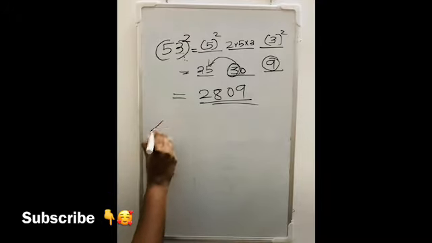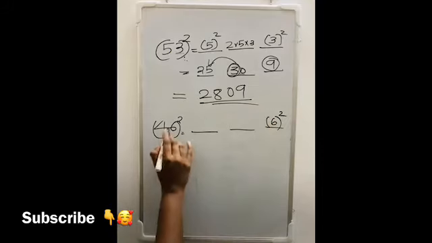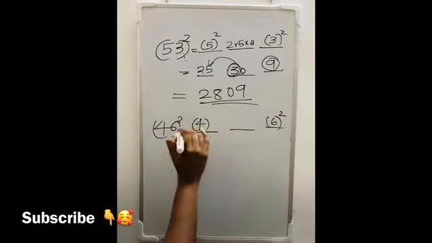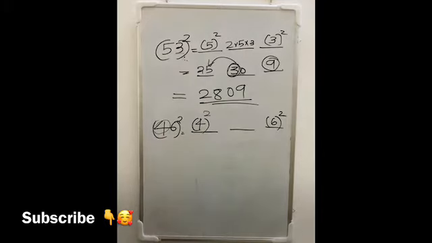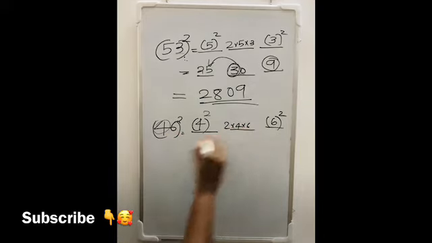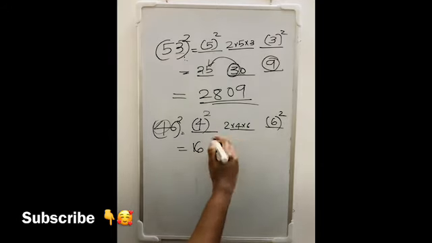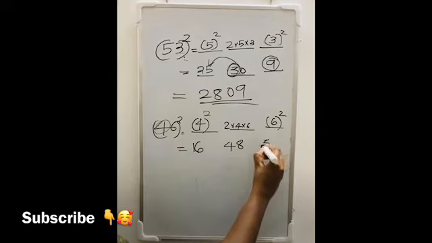For example, 46 square. There will be 3 parts. The last part will be 6 square, the square of the last digit of our question. The first part will be the square of the remaining digit, that is 4. It's a 2-digit number, so not confusing. 4 square is 16, because we know the multiplication table. The middle part will be 2 into 4 into 6: 2 into 4 is 8, and 8 into 6 is 48. And 6 sixes are 36.